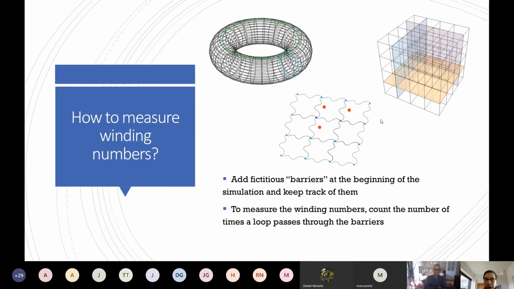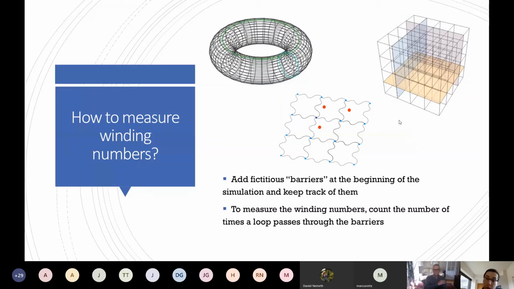And now, with those barriers, if we want to measure the winding numbers of such a loop, then we just count the number of times the loop passes through those barriers. And each loop will have four independent winding numbers, because this torus is topologically a Cartesian product of four circles.